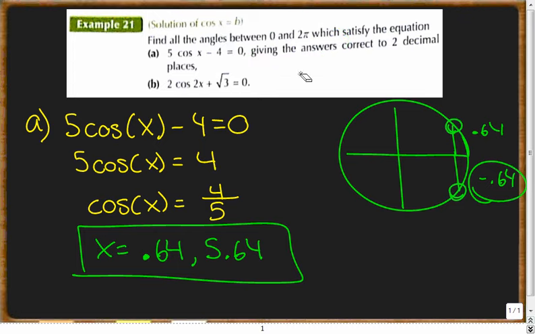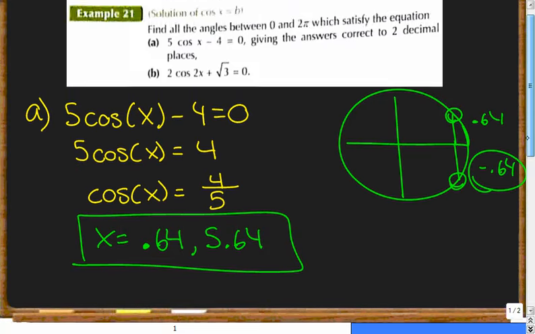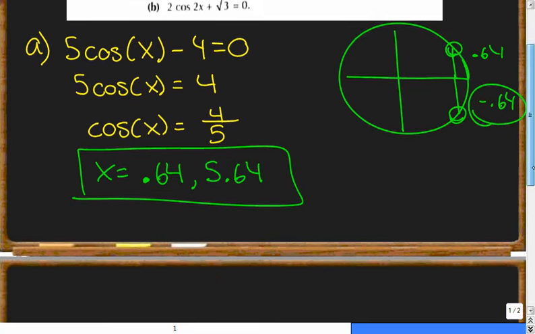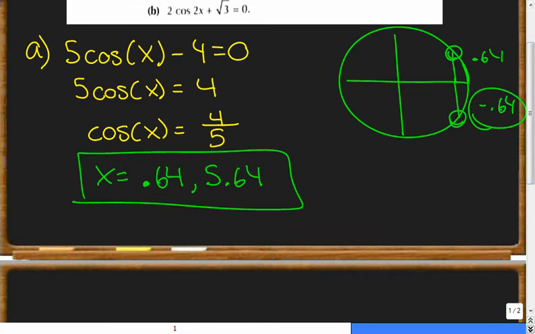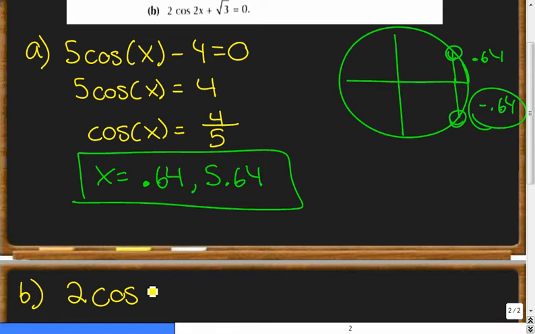So anyway, let's look now at the next concept and the next problem. It adds a little wrinkle to the plan, and so we've got to think back to our graphing and how the graphing looked in order to help us out there. The question is 2 cosine of 2x, so that's something new. We get 2 times the cosine of 2x plus the square root of 3 equals 0.